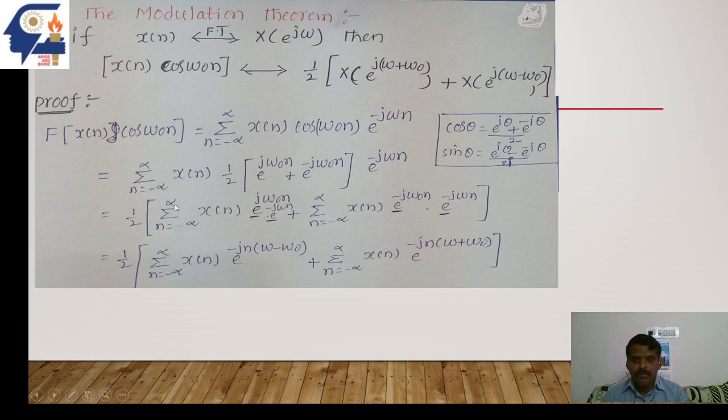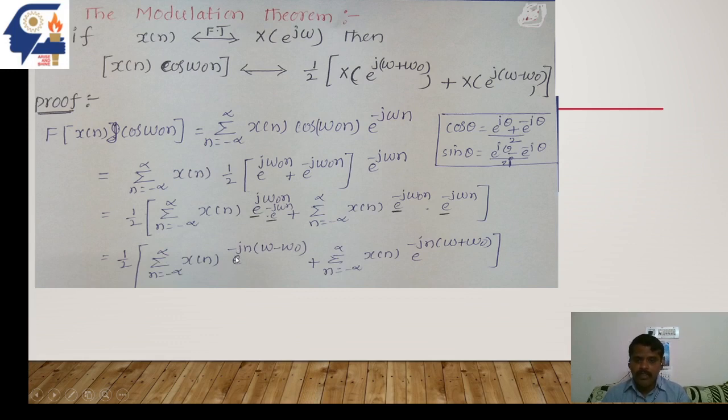Summation n equal to minus infinity to plus infinity x of n e power j omega naught n into e power minus j omega n. Again, this symbol is a plus, summation x of n e power minus j omega naught n into e power minus j omega n. Now the bases are equal, we can add the powers. Here also the bases are equal, we can add the powers. The next step: 1 by 2 is outside, summation n equal to minus infinity to plus infinity x of n e power minus j n.